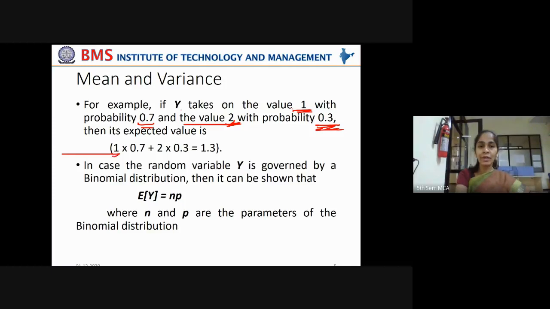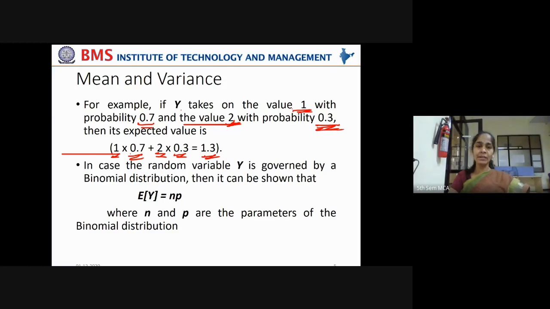So what is the value here? y is equal to 1. What is the probability of y taking up that value? 0.7. Now what is the value being taken up here? 2. What is the probability of y taking up that value? 0.3. Sum them up. So it is 0.7 plus 0.6, which will give you the expected value of y, that is 1.3. Is it clear, students?